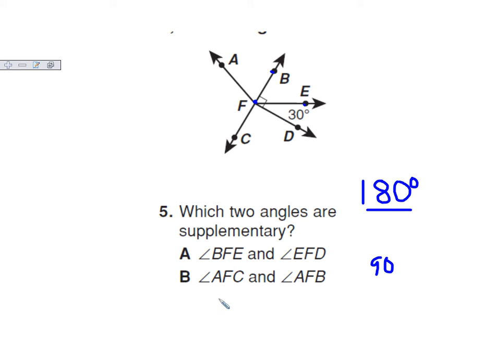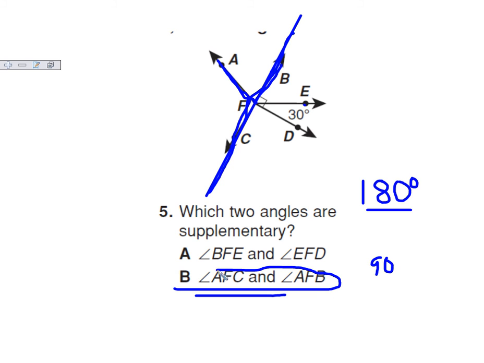Let's try option B, AFC and AFB. So here's this angle here and this angle here. They're adjacent, and put together, they make a straight line. My line's not very straight, but together they make a straight line if you put them together. Okay, so it's B. Those two angles make a straight line.